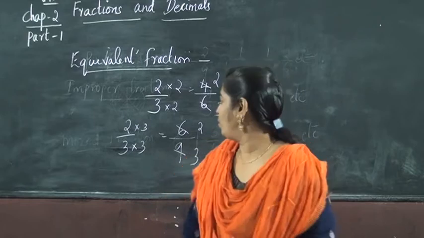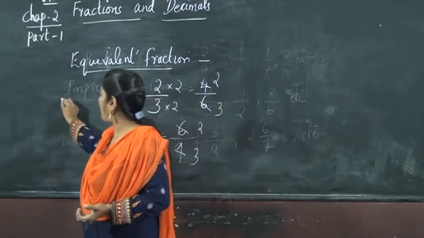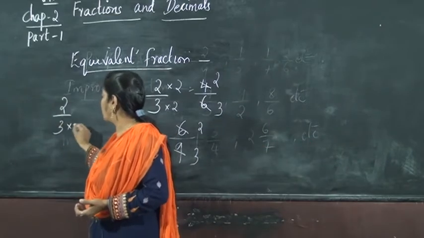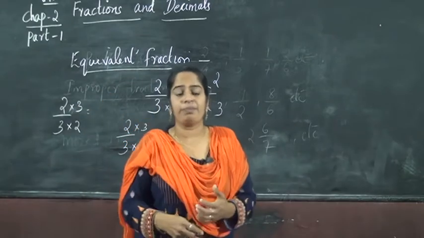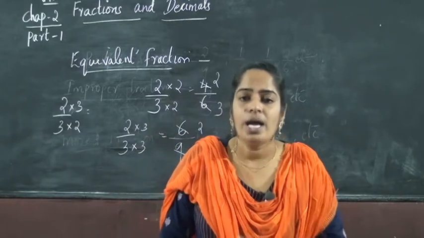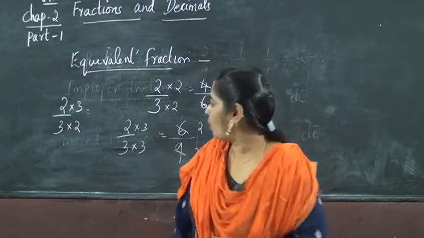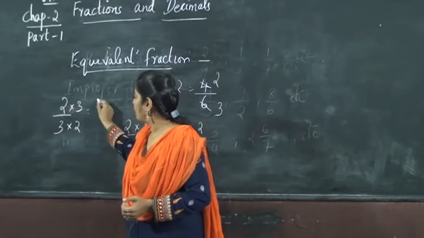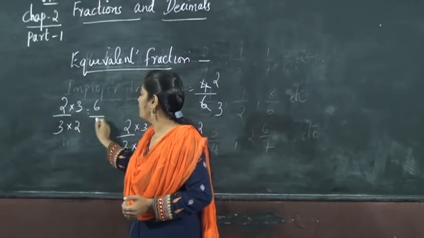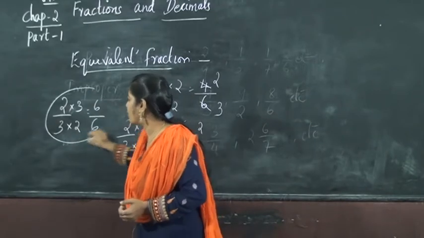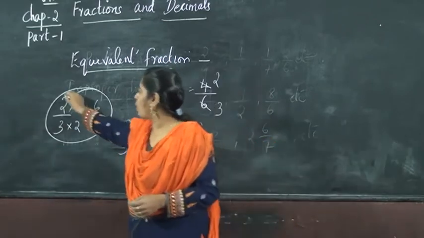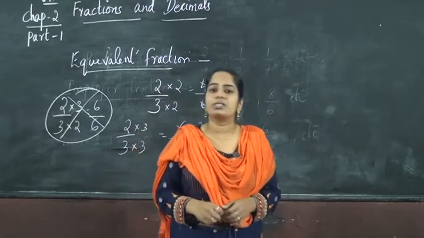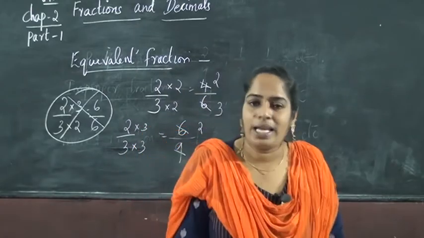Now if I multiply the denominator of 2/3 by 2 and the numerator by 3, what will happen? 3 into 2 is 6, and 2 into 3 is 6. Will it become an equivalent fraction? No. Why is it not becoming an equivalent fraction? Because 6/6 means it is 1.